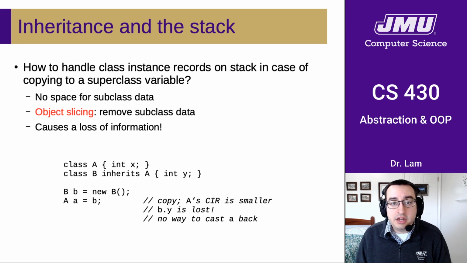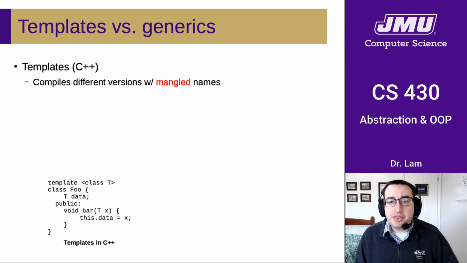Another problem with inheritance is if you have things that are allocated and you are converting from subclasses to superclasses, then you get something called object slicing, where you lose the members that are associated with the subclass, and there's no real way to get them back. There's also the problem of how do you support polymorphism. This allows you to implement things like abstract data types, which you may have done in 240.